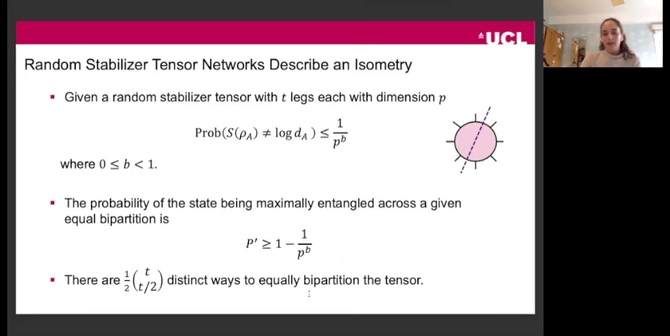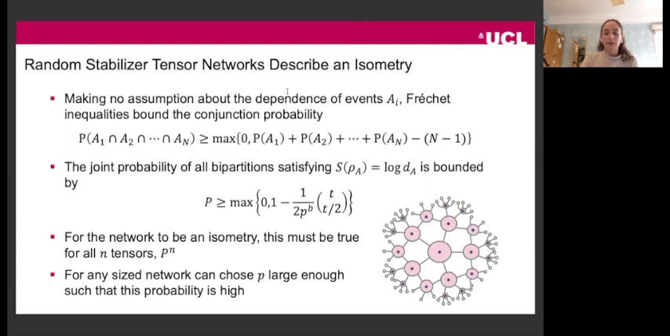However, there is more than one distinct way to equally bipartition the tensor. We need it to be maximally entangled over all of these bipartitions in order for the tensor to be perfect, since we're going to be using each tensor with a different combination of input and output legs, depending on where it is in the network. So making no assumption about the dependence of the events, Fréchet inequalities bound the conjunction probability. So if I have n events and I want to bound the probability of them all happening at the same time, this can be lower bounded by the sum of the individual probabilities minus the number of events I have.